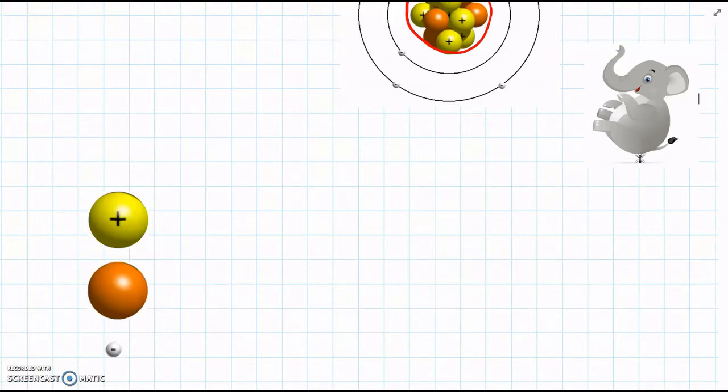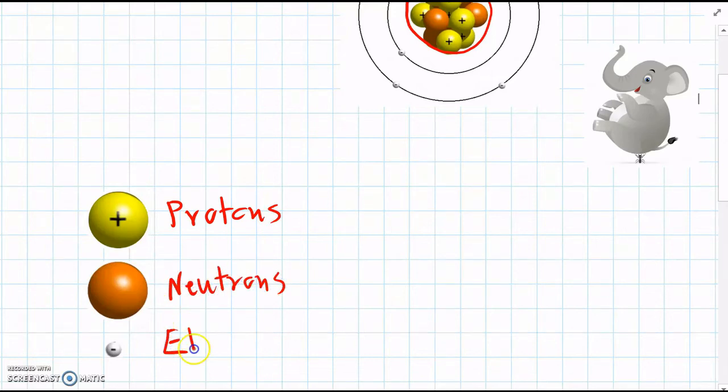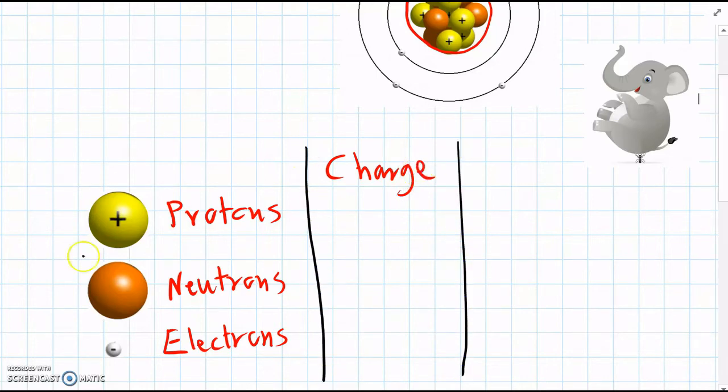So here are our subatomic particles. We have protons, neutrons, and electrons. And remember, we learnt that two of the particles, protons and electrons, have a charge, an electric charge. So we can compare the charge of each of these.